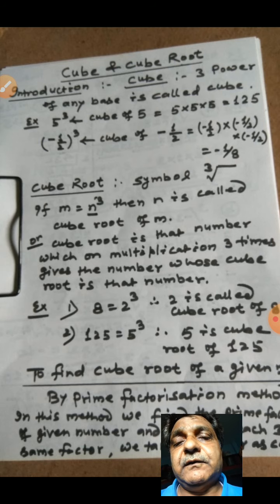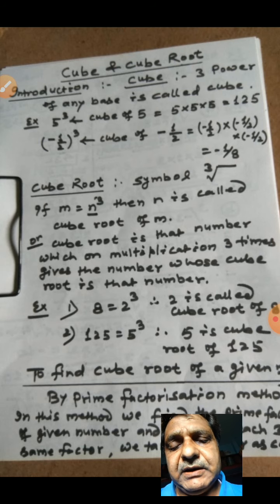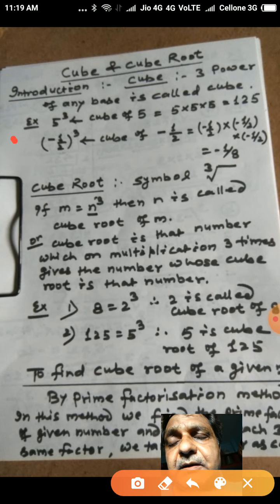So, cube means when we put power 3 to any base, then this power 3 to that base is called cube. For example, here you see I have written 5 and to this there is power 3. So we read it as 5 cube or cube of 5, which means the base 5 should be multiplied 3 times. So it is 5 into 5 into 5, which is equal to 125.